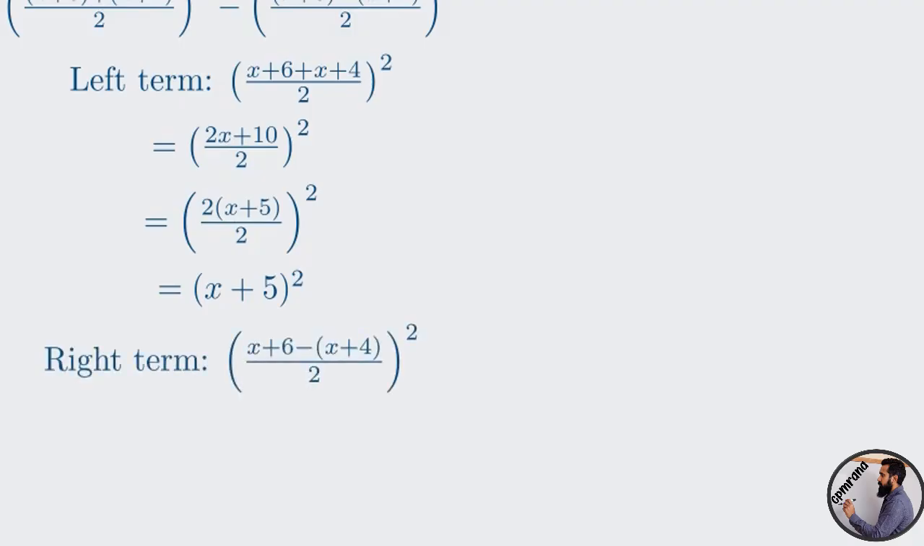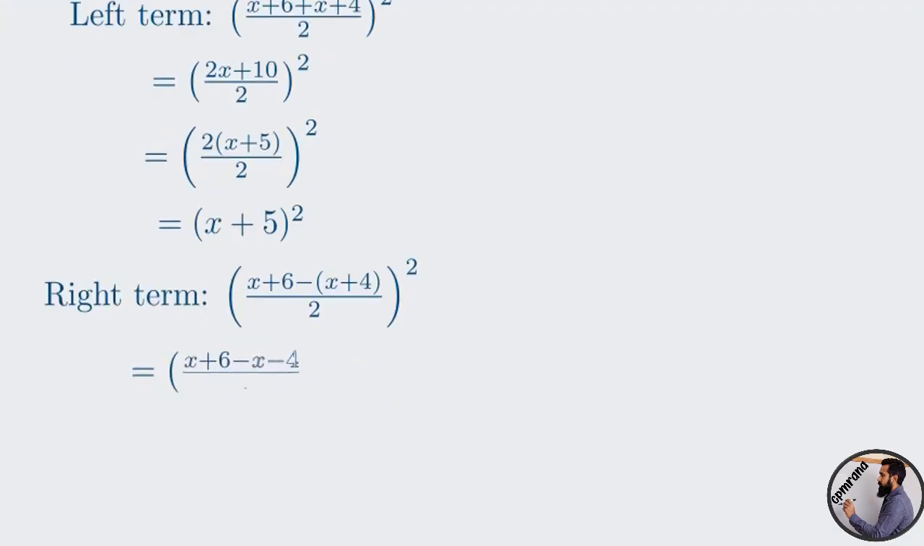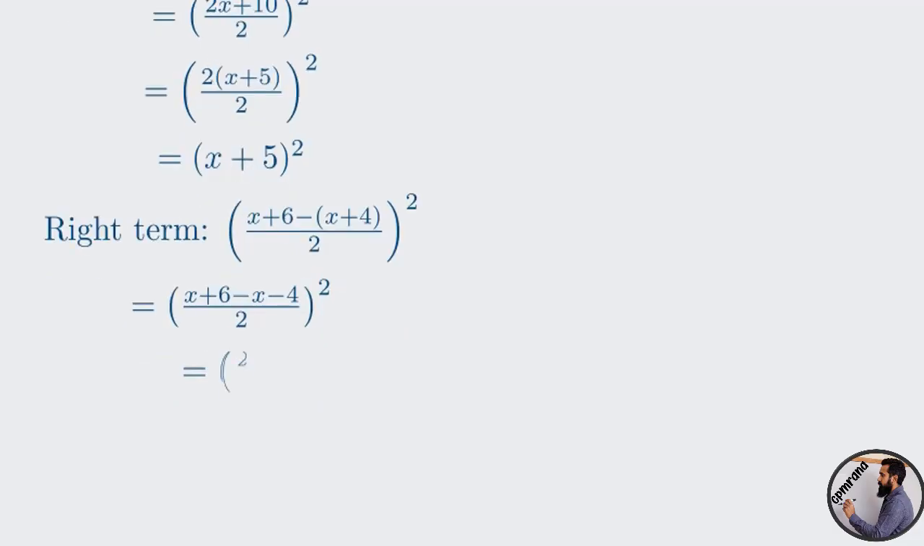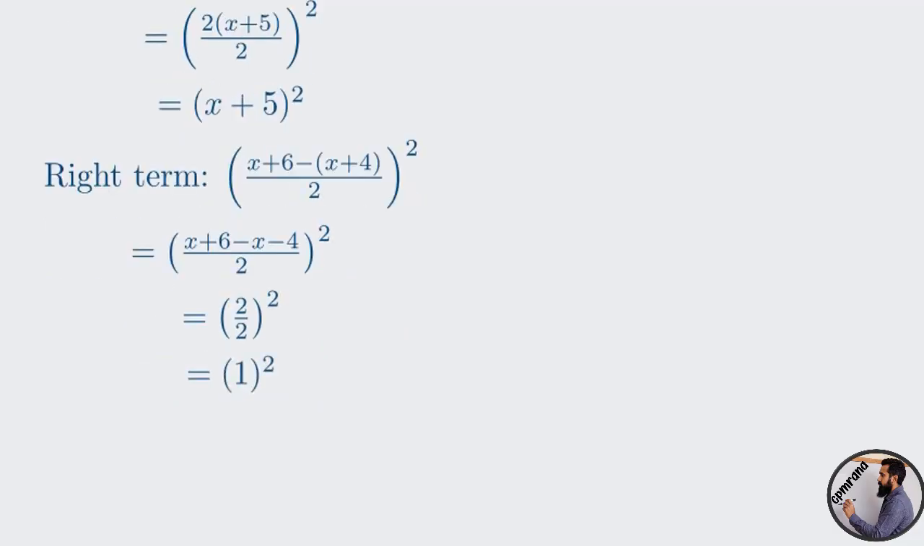We have x plus 6 minus the quantity x plus 4. When we distribute that negative sign, it becomes x plus 6 minus x minus 4. The x terms cancel out completely, and 6 minus 4 leaves us with 2. 2 divided by 2 is simply 1. So this whole term simplifies to 1 squared.